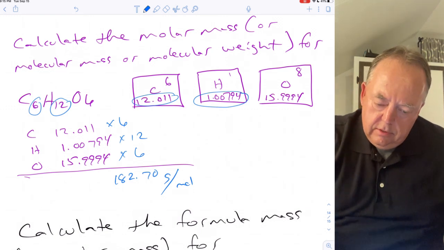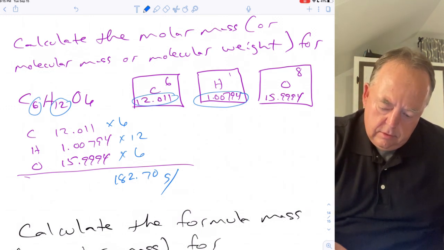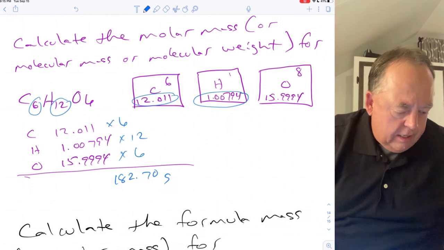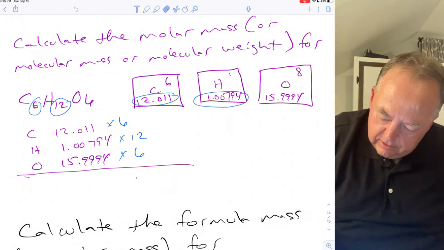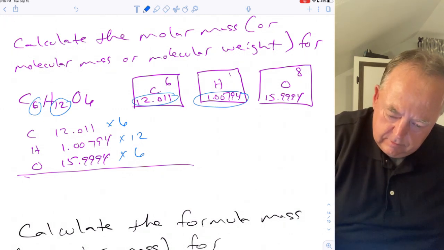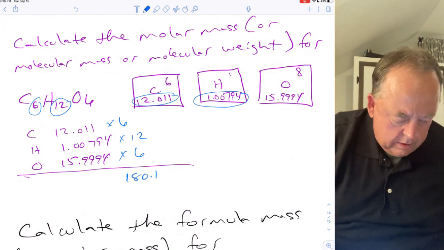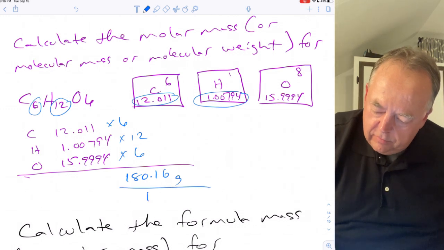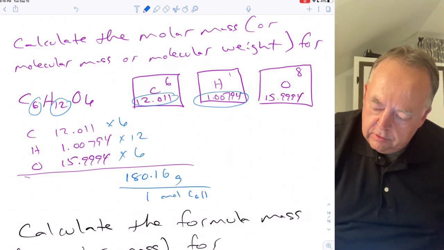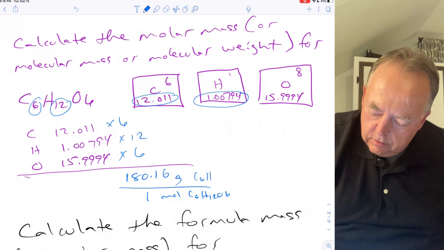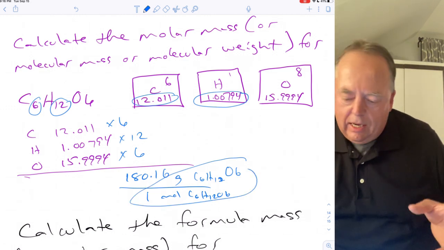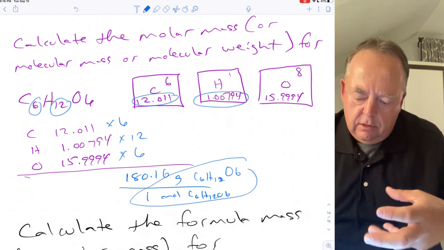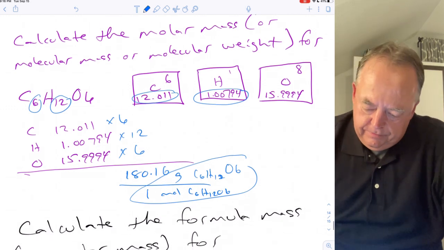And you get 182 point... no, that's not right. You get 180.16 grams per 1 mole of glucose. So you should get accustomed to writing it like that. You put the grams per mole, grams of the molecule and moles of the molecule in when you write it.